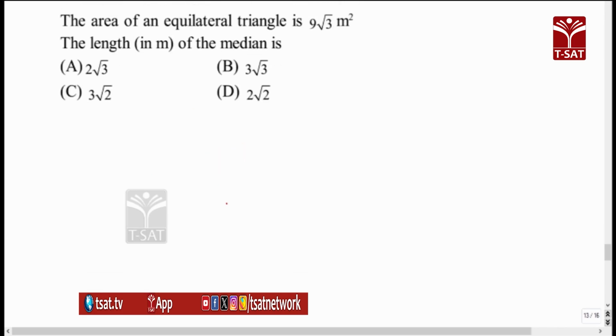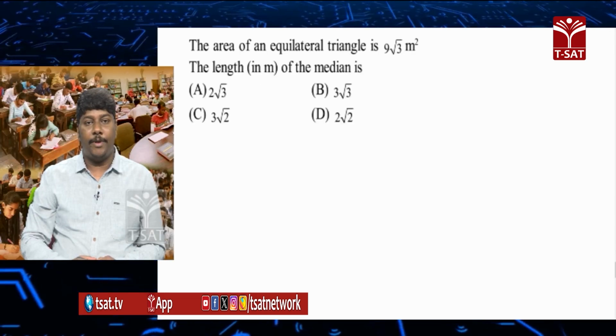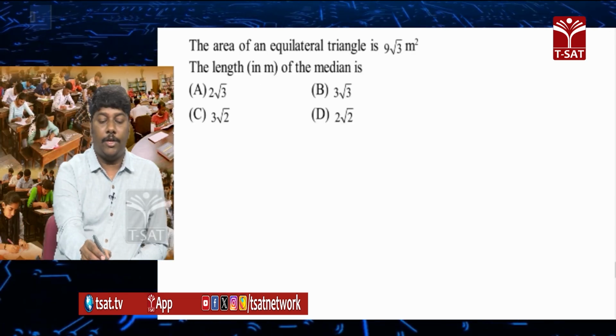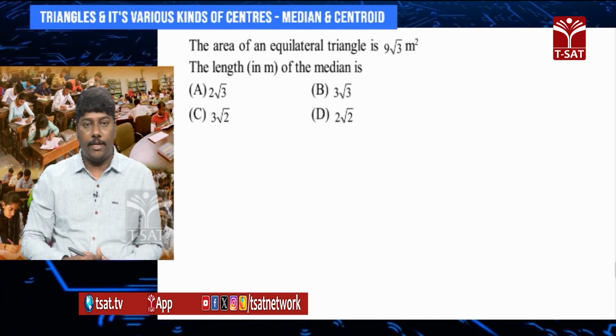The area of an equilateral triangle is 9√3 meters square. The length of median is... actually in an equilateral triangle, all the sides, like height, median, are mentioned.